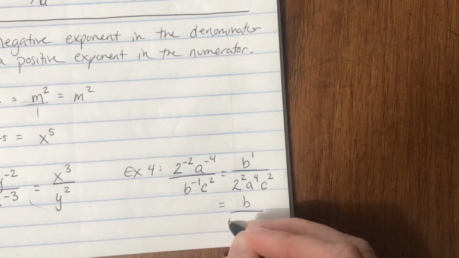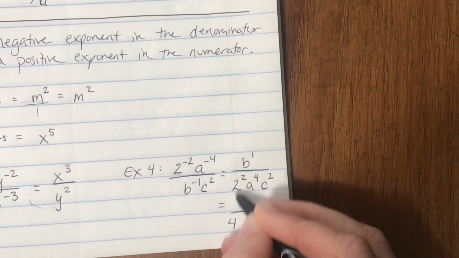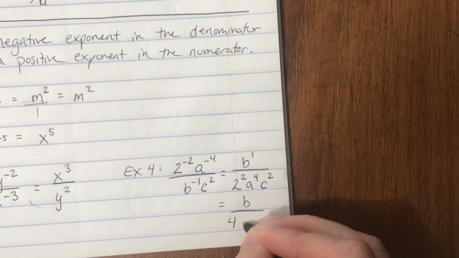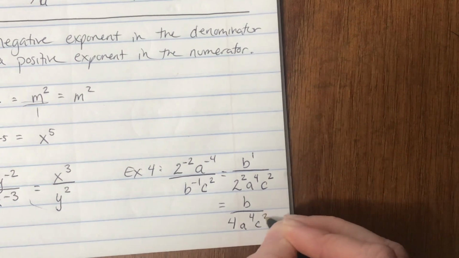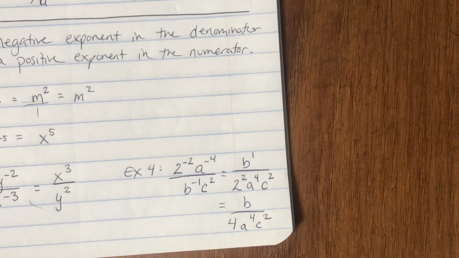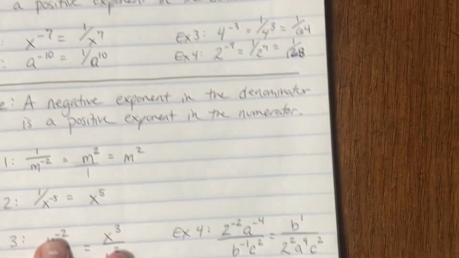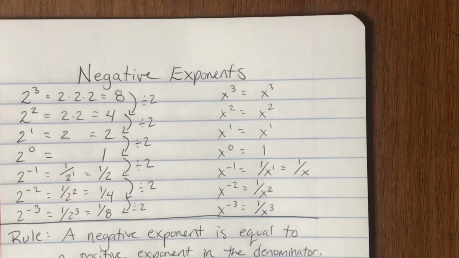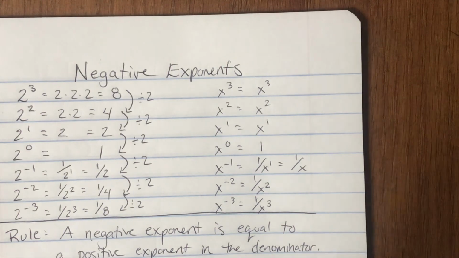2 squared, of course, is 4. So any kind of number base is actually going to need to be evaluated. And then we have a to the 4th, c to the 2nd. And everybody's positive if everybody's happy. And so that is what happens when you have negative exponents. Good luck with your practice.